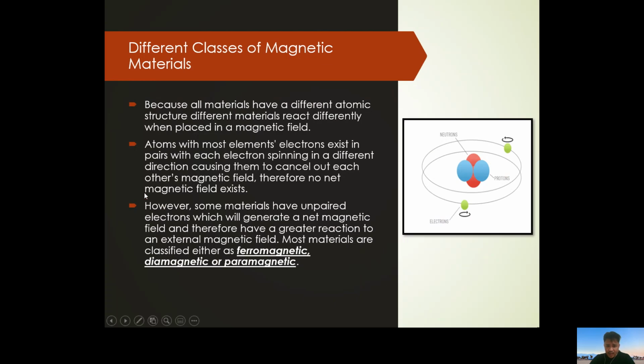These are the different classes of magnetic materials. Because all materials have a different atomic structure, different materials react differently when placed in a magnetic field. In the simplest form, the magnetic behavior of a material is determined by the number of unpaired electrons in each atom. We all knew this if you have already seen my previous video. Although it is manually made, I have already drawn this structure, but manually.